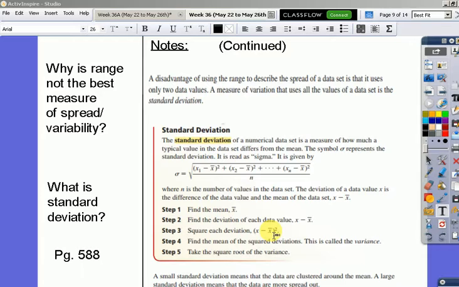Well, it says down here, a small standard deviation means that the data are clustered around the mean, so that's good. A large standard deviation means that the data are more spread out. Again, when we're trying to think about what is a good measure of our data, trying to decide whether it's the median or the mean, if we have a small standard deviation, then that would indicate that the mean is a good numerical value to use to analyze our data.